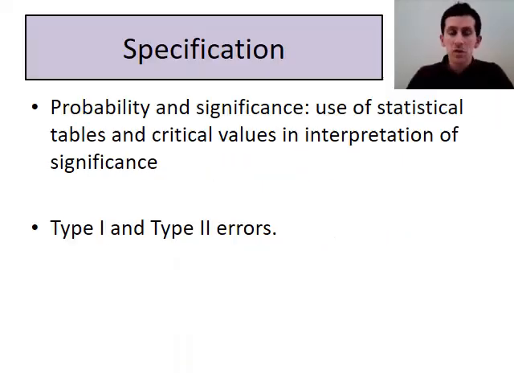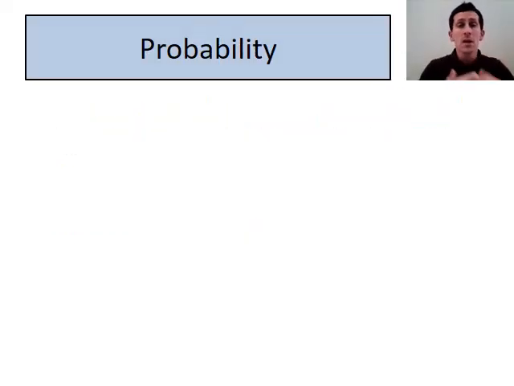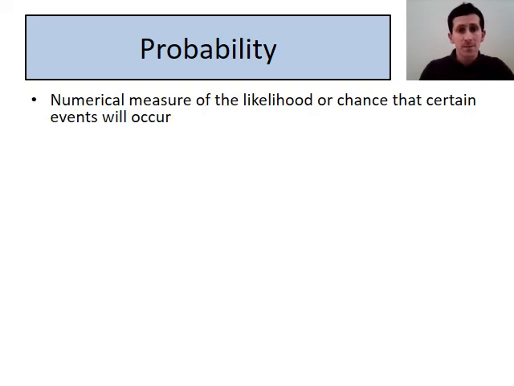So when we look at your specification, it talks about needing to know about probability and significance and the use of statistical tables and critical values in interpretation of significance. So what we're going to cover in this video is just what probability and significance means. There's a separate video looking at statistical tables and critical values. And we are also going to have a look in this video at type 1 and type 2 errors and what they actually mean.